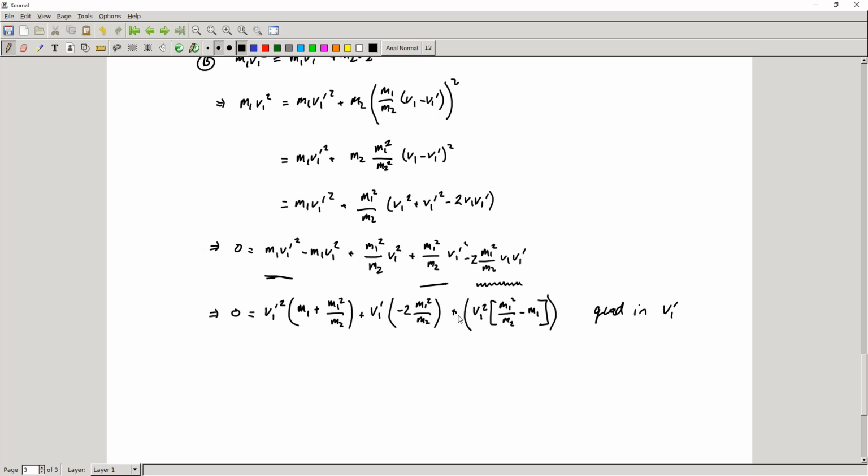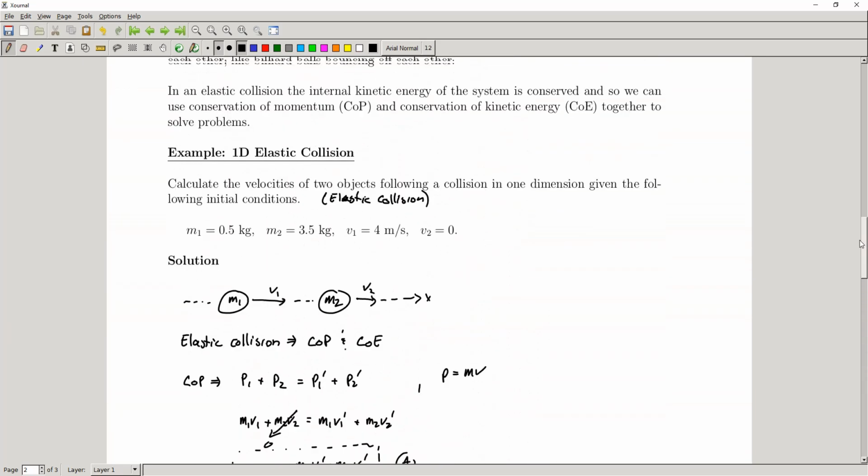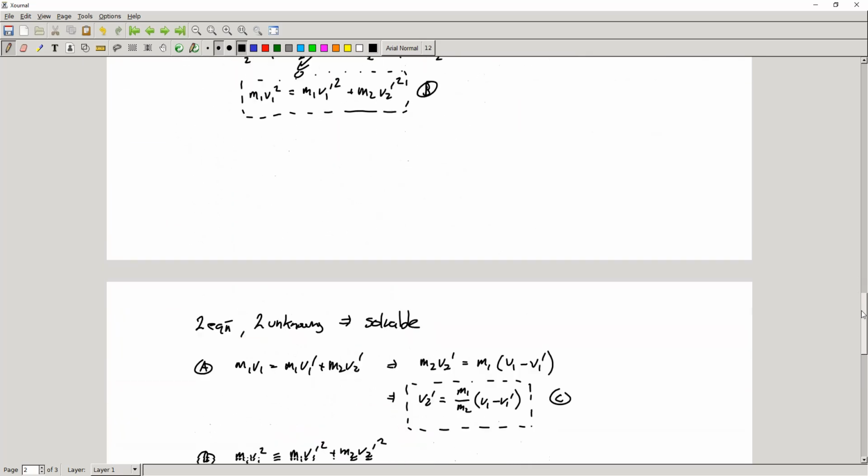And at this point, if we were doing this with a calculator, which I kind of did this one, right, we would substitute in numbers. We know that m1 is 0.5. We know that m2 is 3.5. What else do we know? I don't remember what v1 was. v1 was 4.